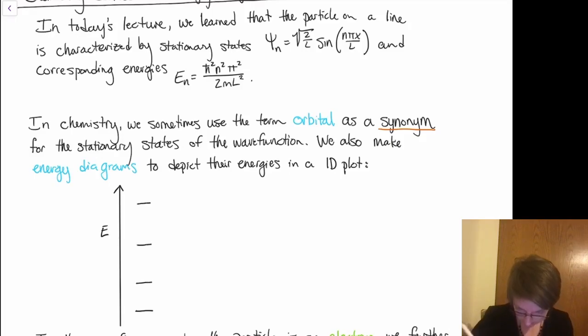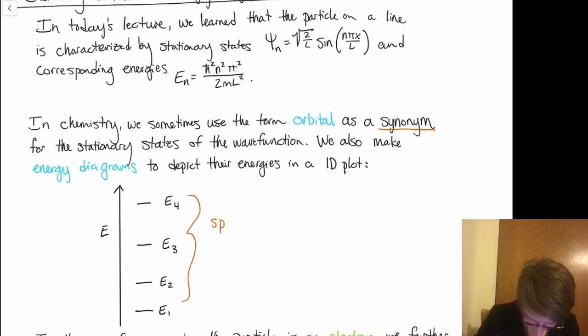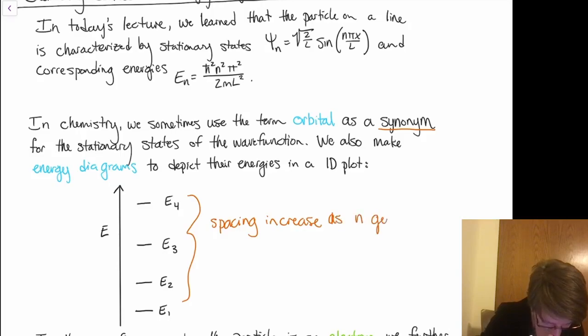And I'm going to try and space these out because notice that our energy is a function of n. And so my different energy levels, which are characterized by the quantum number n, are going to become increasingly spaced out far apart from each other because that spacing is going to increase as n gets bigger. And that's because our energy is proportional to n squared.